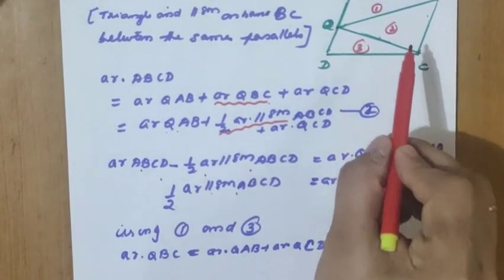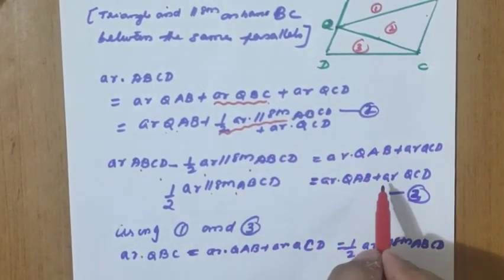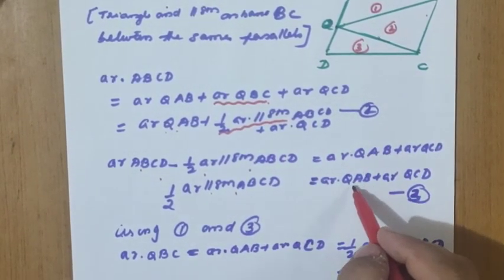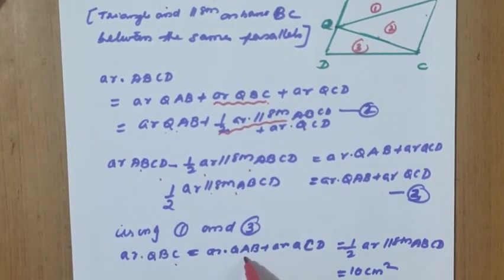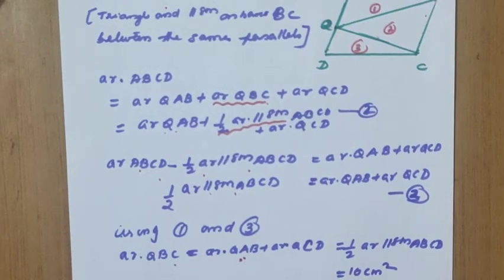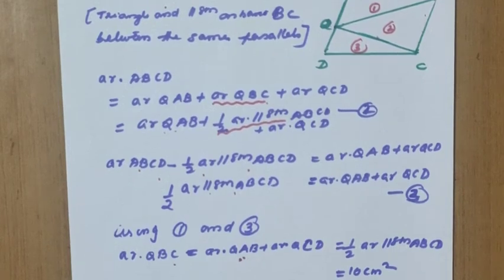So the single triangle QBC and the remaining two triangles, QAB and QCD, are both equal to half of the area of the parallelogram ABCD. It is already given that QBC's area is 10 cm square. That means area of QBC equals the sum of the areas of QAB plus QCD, which is equal to 10 cm square. So the answer is 10 cm square.